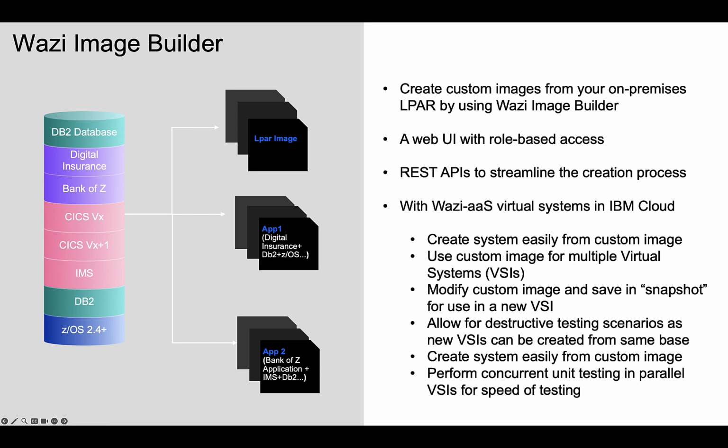Here we see how the WASI Image Builder tool works to build your custom images. It has a web user interface. You configure it to connect to your on-prem system, and it will then show you a list of volumes that you can select for your image.